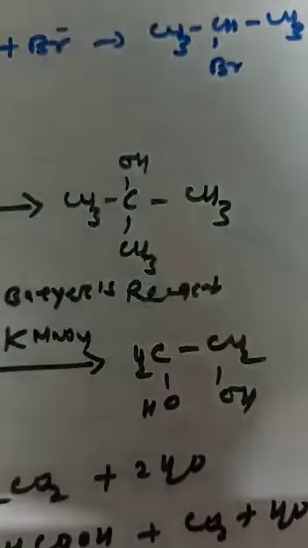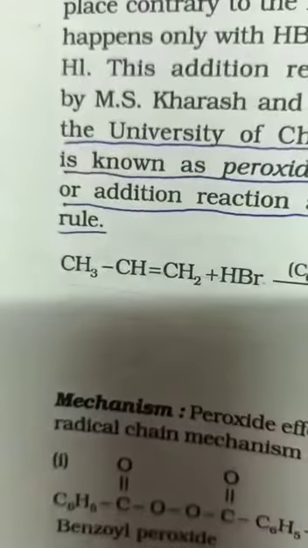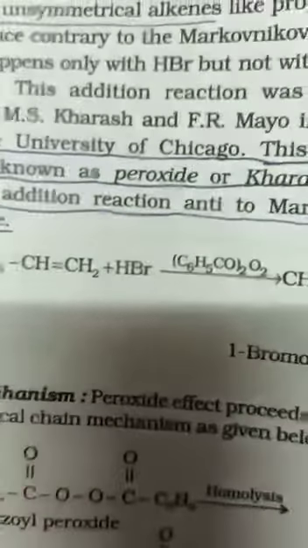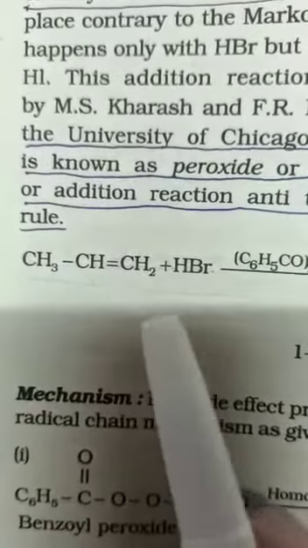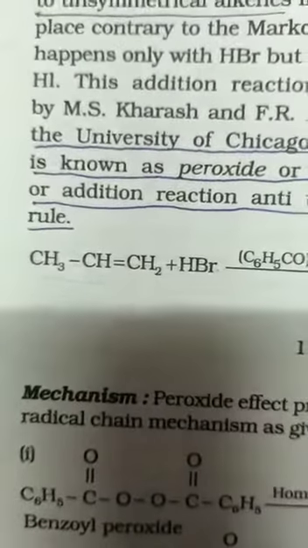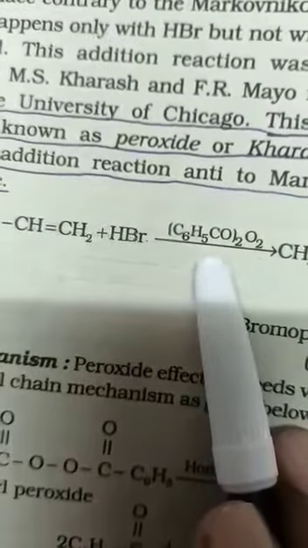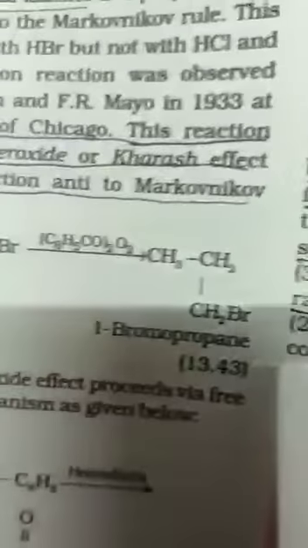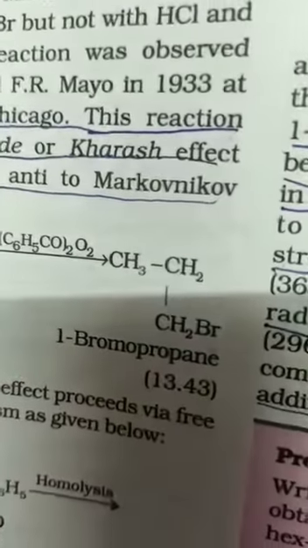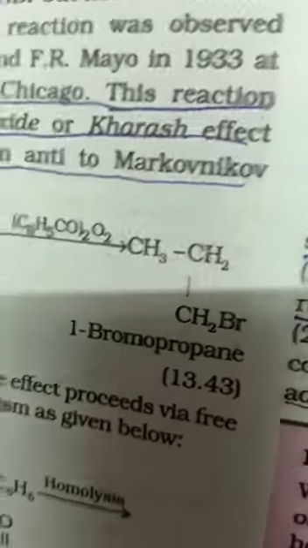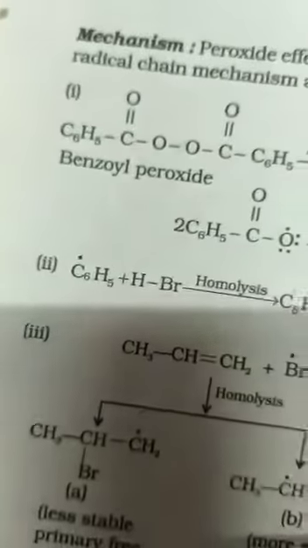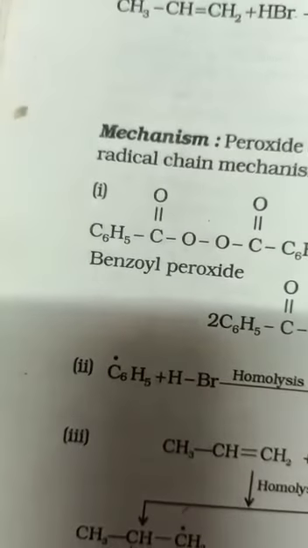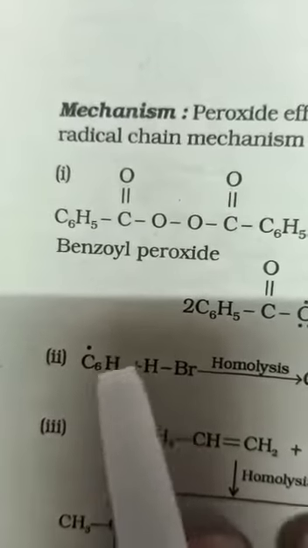In presence of peroxide, the anti-Markovnikov's rule takes place, which is also called peroxide effect or Kharasch effect. For example, if this reaction takes place in presence of peroxide, this is benzoyl peroxide, the anti-Markovnikov rule is applied and we get just the opposite product as compared to Markovnikov's rule. The mechanism is also in our syllabus, so we can see the mechanism of peroxide effect.